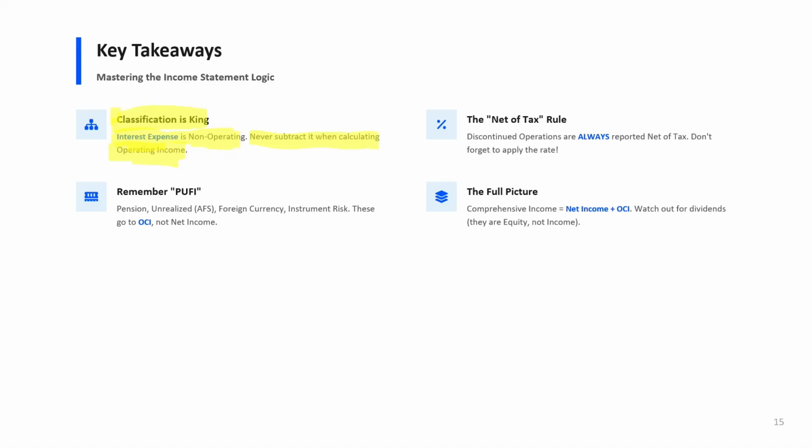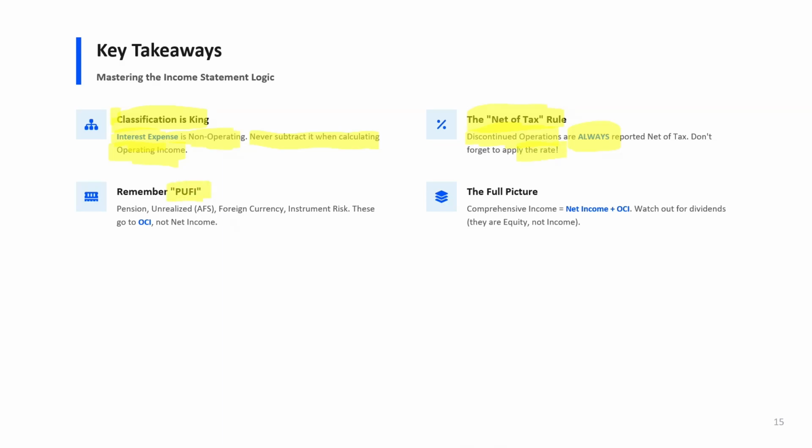The second one is the net of tax rule. If we are talking about discontinued operations, and they usually say things like strategic shift, if you see that term, think of discontinued operations. We always report them net of tax. So don't forget to apply the rate here.